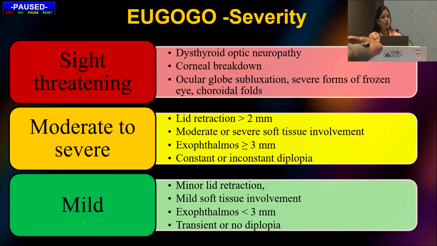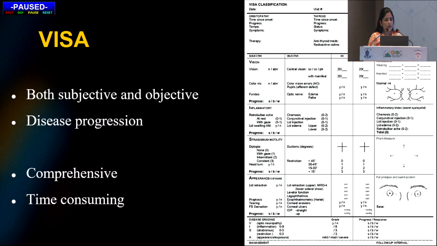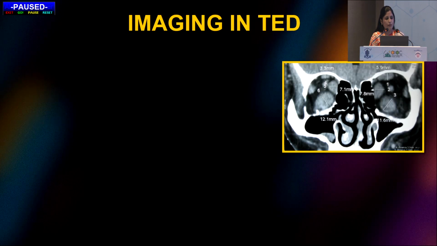Then we have the EUGOGO severity score, which has 3 gradings: sight-threatening, moderate to severe and mild disease. So the disadvantages of EUGOGO is that, for example, proptosis is there in all the 3 parameters, and it doesn't take into consideration the patient's perspective. It is more of an objective scoring. So to overcome this, Dolman et al. published this VISA scoring, which is both subjective and objective, and it also denotes disease progression. It is more comprehensive, but in our clinical practice, it might be a little time consuming.